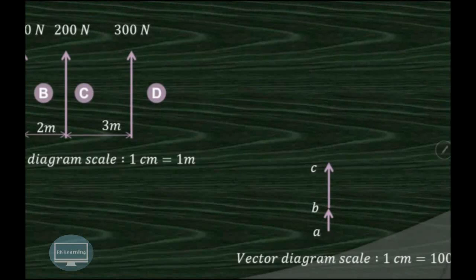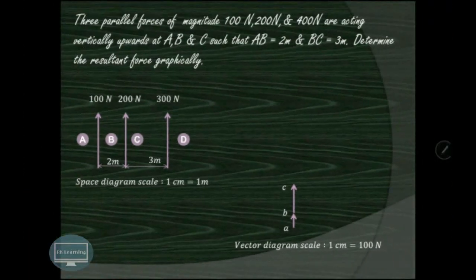And similarly, this 300 Newton force is represented by this CD, and so vector CD will be of 3 centimeter, because our scale is 1 centimeter is equal to 100 Newton. So this 300 divided by 100, that is 3 centimeter. So CD vector will be of 3 centimeter. Now choose any point O, correct, and join OA, OB, OC, OD as usual.